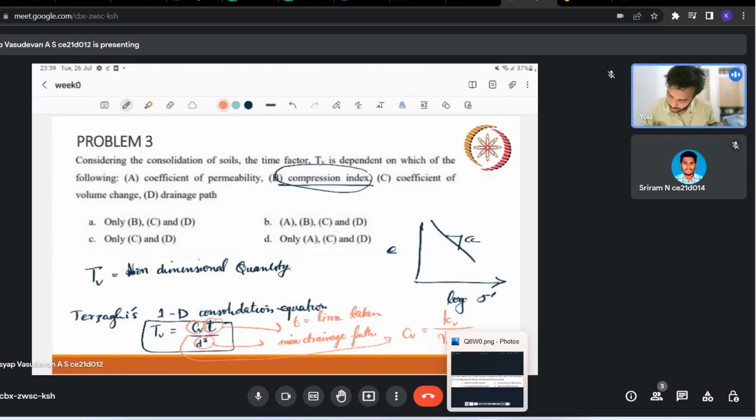Now the options we have are coefficient of permeability. So time factor is in a way related to coefficient of permeability. Mv is the coefficient of volume change we have, and drainage path. Drainage path d shows the length of the drainage path, so drainage path is also dependent. So the options are A, C, D.